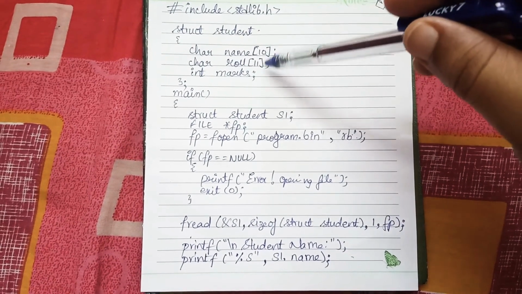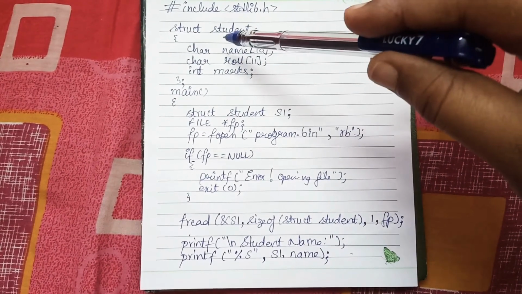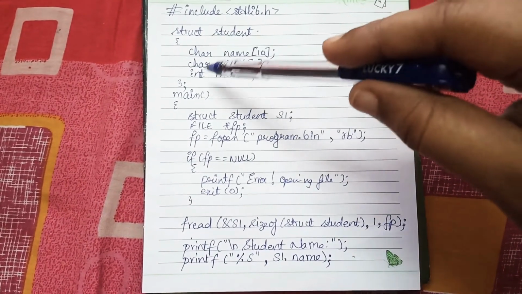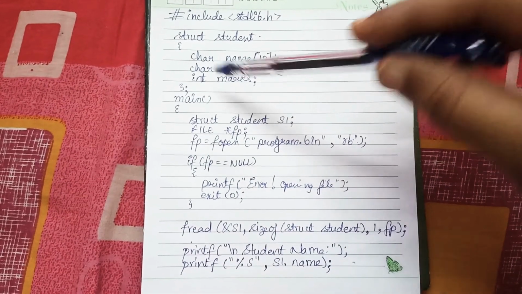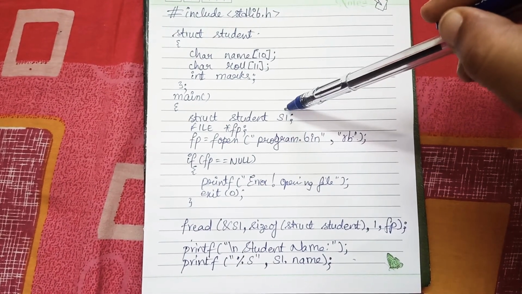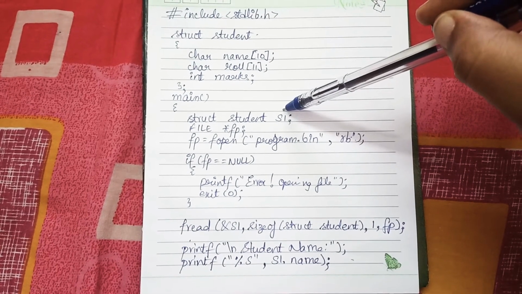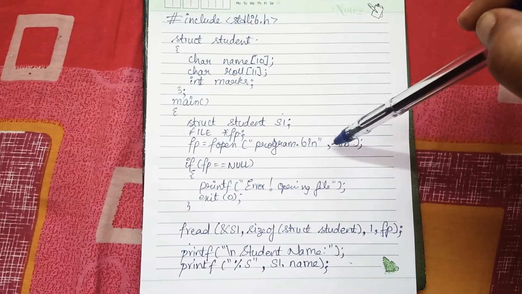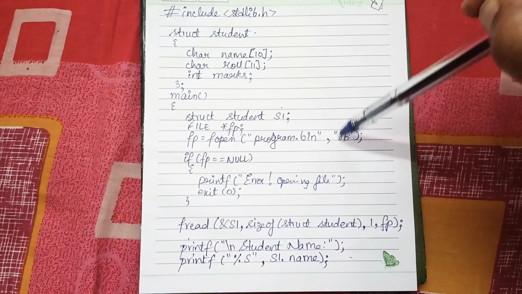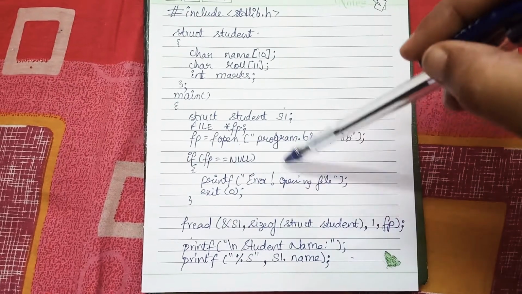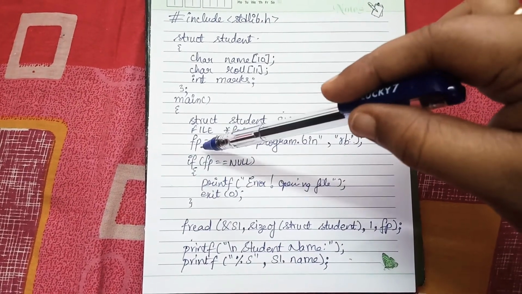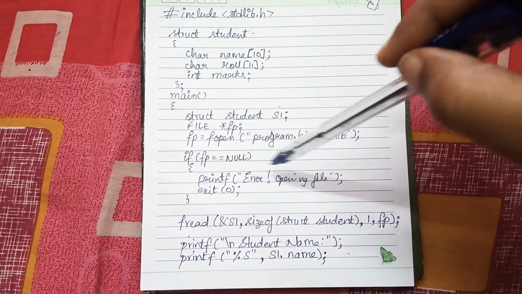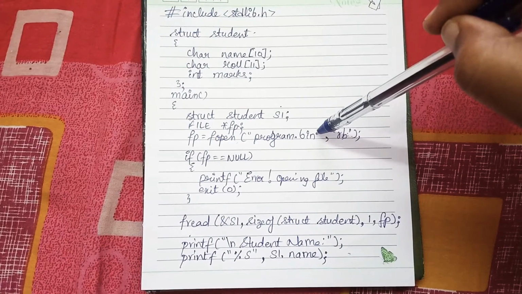Now how to start the program? Again, we have to define a student. We have to declare a student structure with the data members as given in the previous program. Next, we have to get a student variable s1. We have to get the structure variable, create a file pointer, and open the program.bin file in read mode. Since this is a binary file, rb. Next, if we are unable to open that file, the file pointer will be given the value NULL, so I'll exit the program. Since this file program.bin already exists, it will be opened.